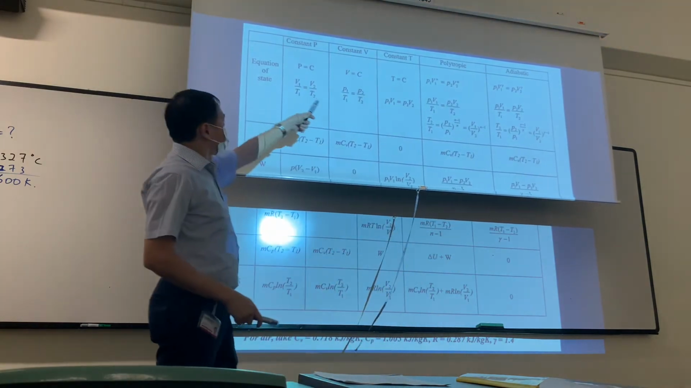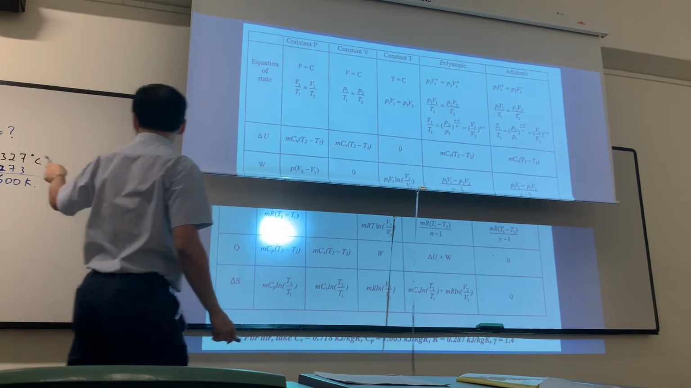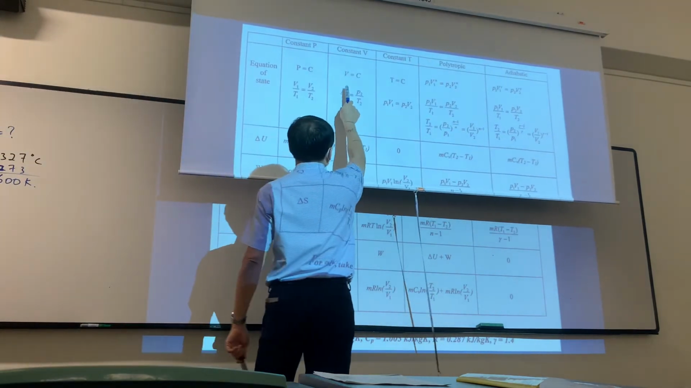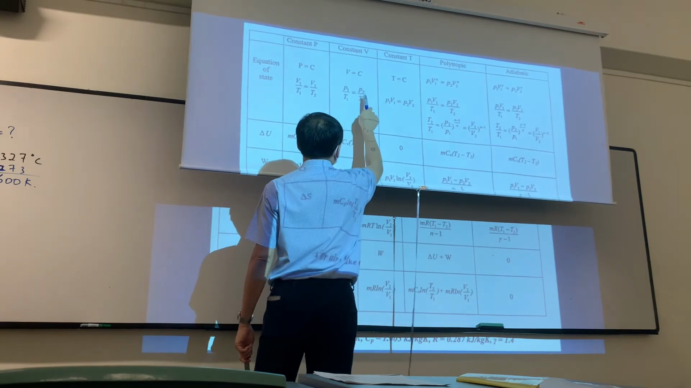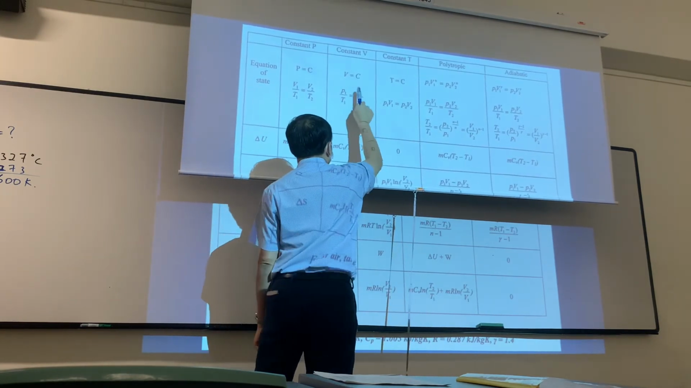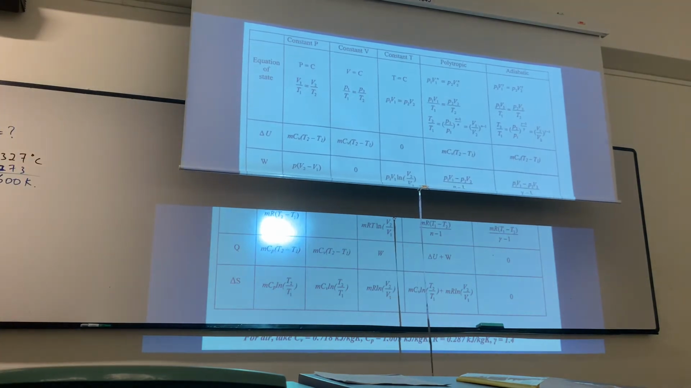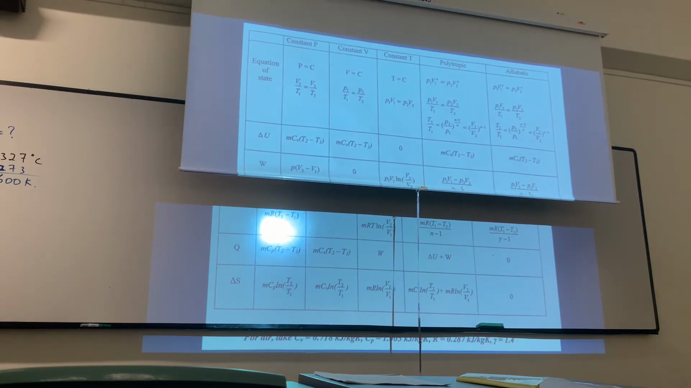Okay, so constant volume. If I want to find P2, I use this first row here, so I have P1 over T1 equal to P2 over T2. I use this equation to find my P2. My only unknown is P2. Okay, I want to find my P2.